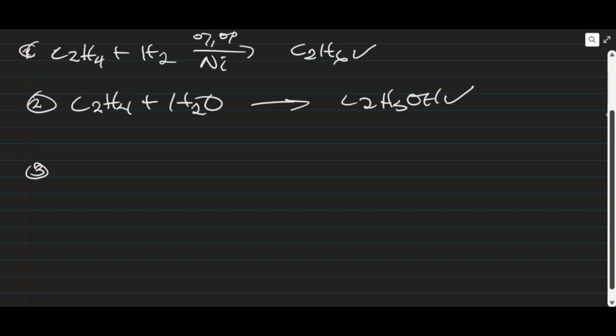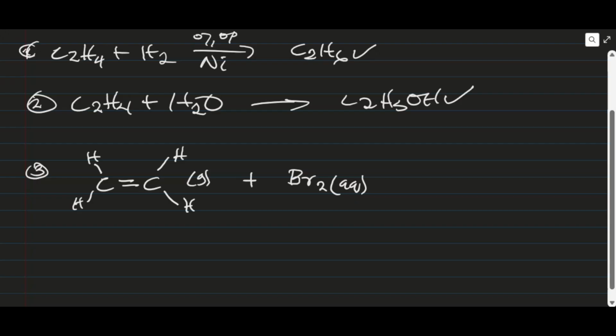So let's look at how we can use addition reaction to test for unsaturation. This reaction involves reaction between ethene and bromine water. Remember, ethene is a gas, and it reacts with bromine water, Br2 aqueous. The color of bromine water is orange. So when there's a reaction between bromine water and ethene, remember this is an addition reaction.